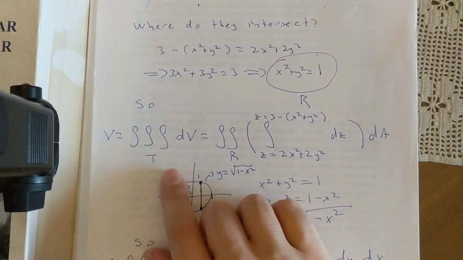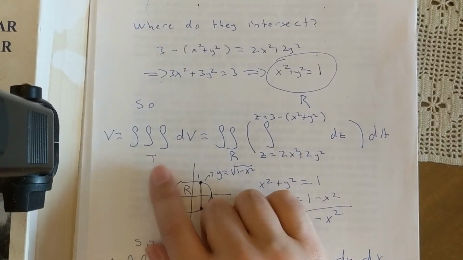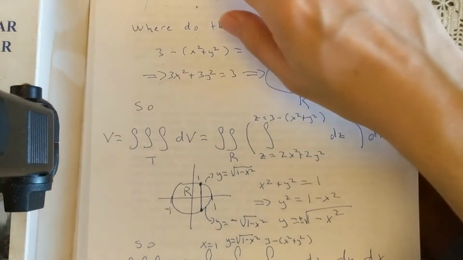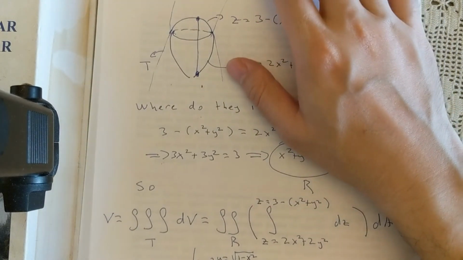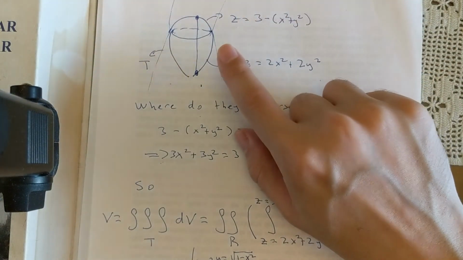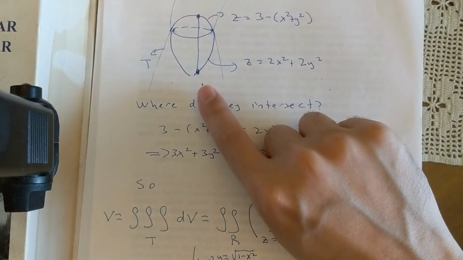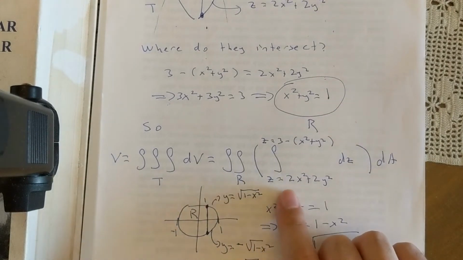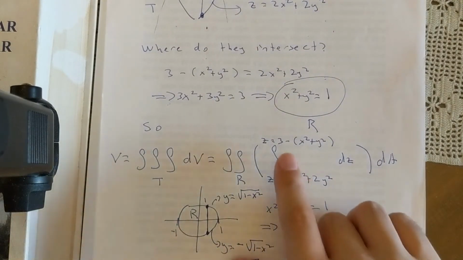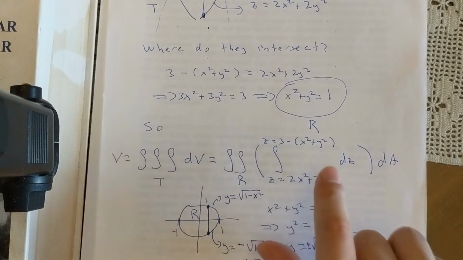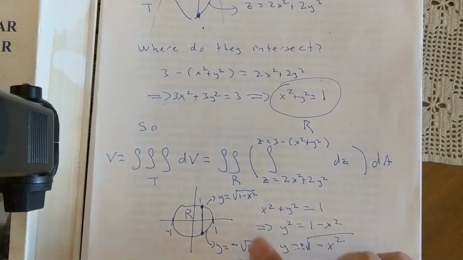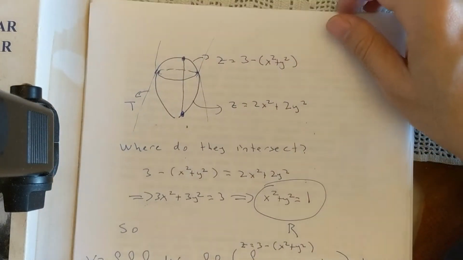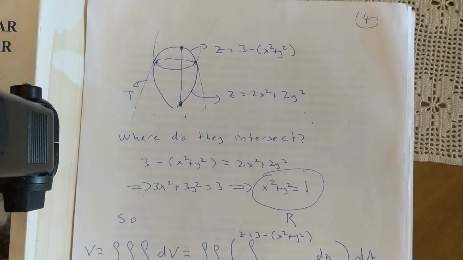To find the volume, we're going to do the triple integral of dV, and that's going to be the double integral. Now let's think about the heights. The top is z equals 3 minus x squared minus y squared, and the bottom is z equals 2x squared plus 2y squared. We get dz, and then the double integral over the region dA, where the region is of course the region of their intersection, and that's going to be the unit circle.